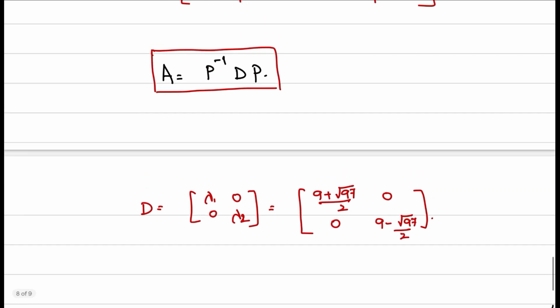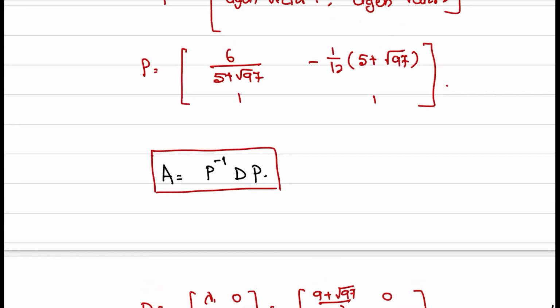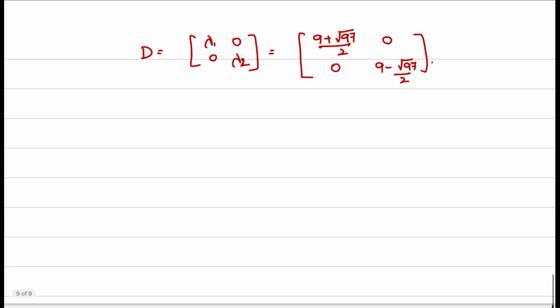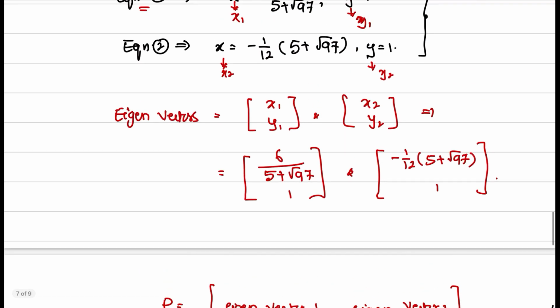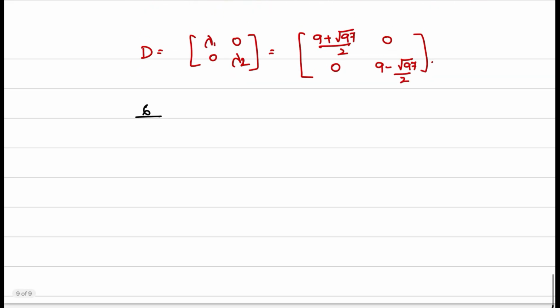If you want, you can further reduce this into this form also. And 6 by 5 plus square root of 97, those are all arithmetics which you can do. For simplification, you can write it in the same form also. That simplification we need not worry about. There is no harm.